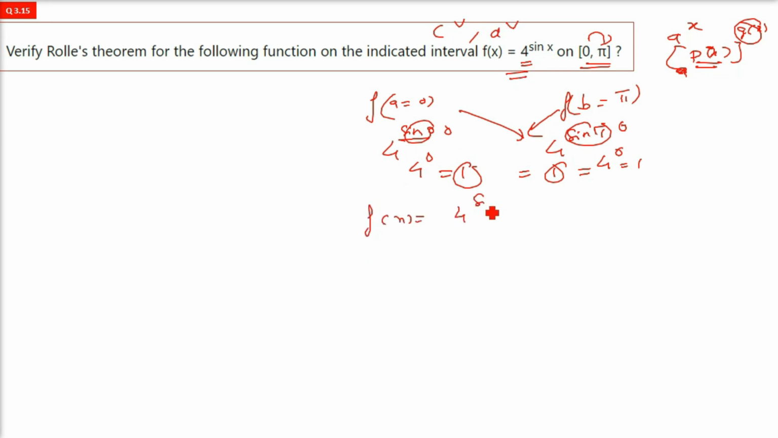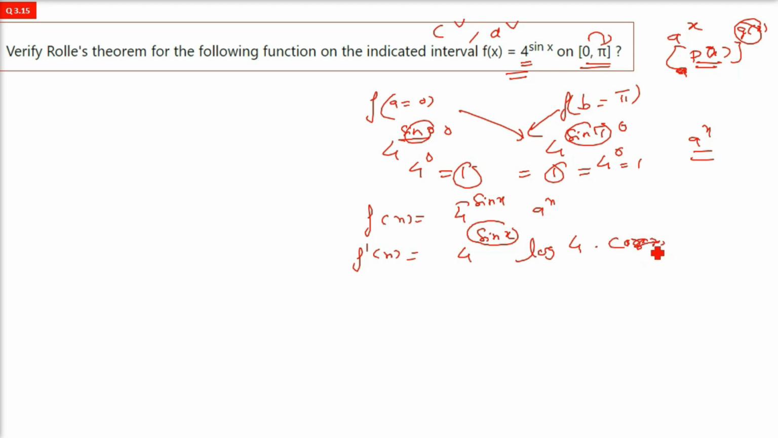So we have f x is equal to 4 raised sine x. f dash x is, see, this is a raised to the power x. a raised x differentiation is a raised x log a. The a should be constant. So 4 raised sine x, and then log a. Log a here is log 4. Now differentiation of sine x also has to be done, sin x will be cos x.